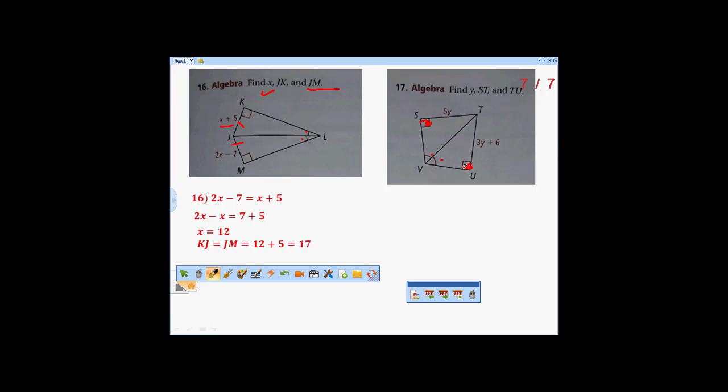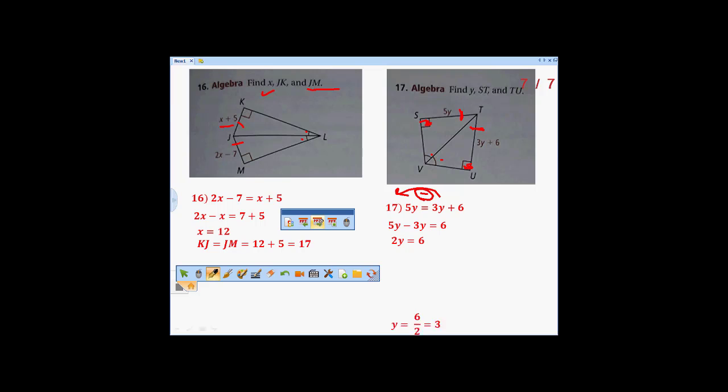It means T is equidistant from UV and SV. It means the length of TU must be equal to the length of ST. So I can write it like this: 5y is equal to 3y plus 6. Now I move 3y here, it will be negative. So 5y minus 3y is equal to 6. 5y minus 3y means 2y. 2y equals 6. To find y, dividing both sides by 2, it will be 3. So the value of y is equal to 3.